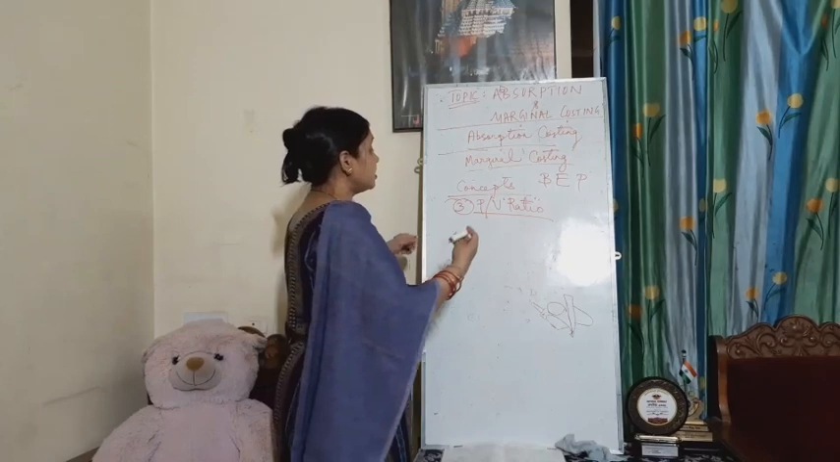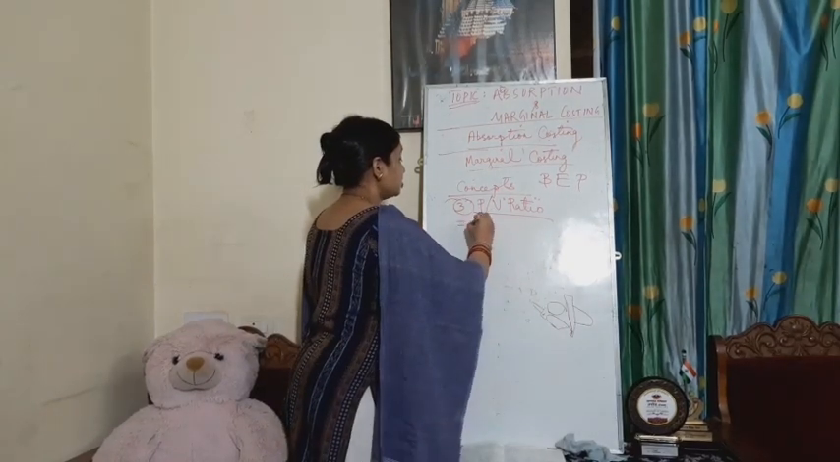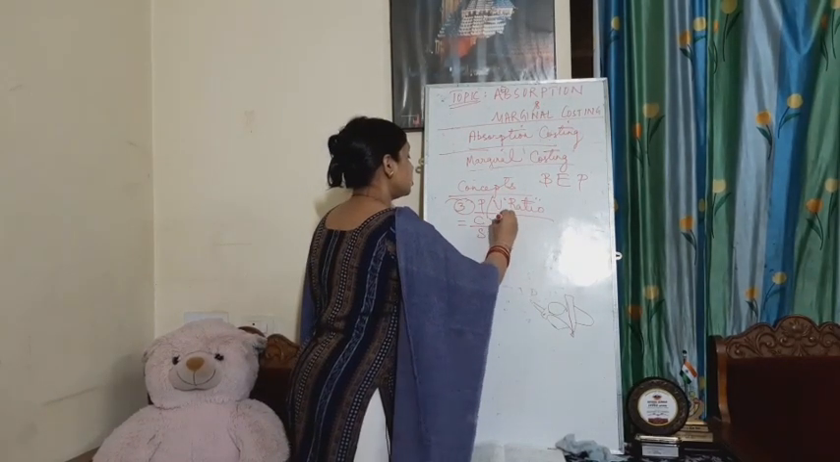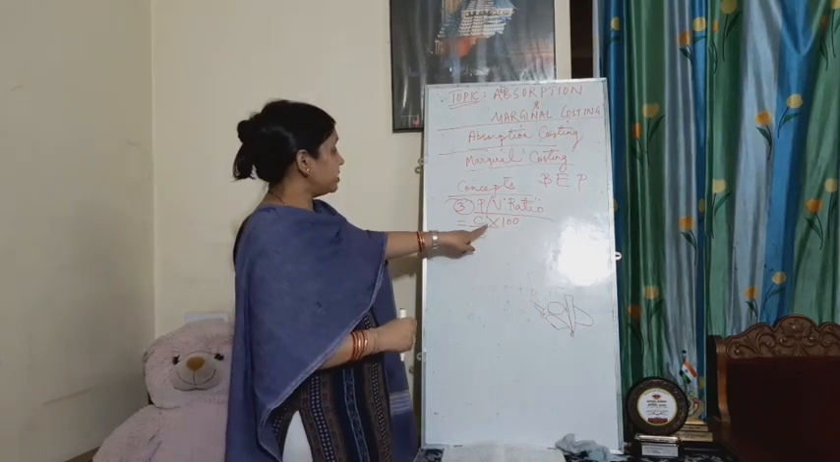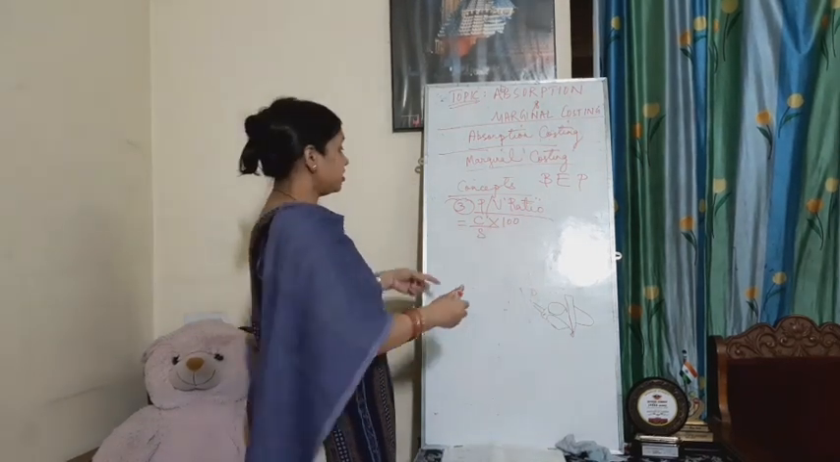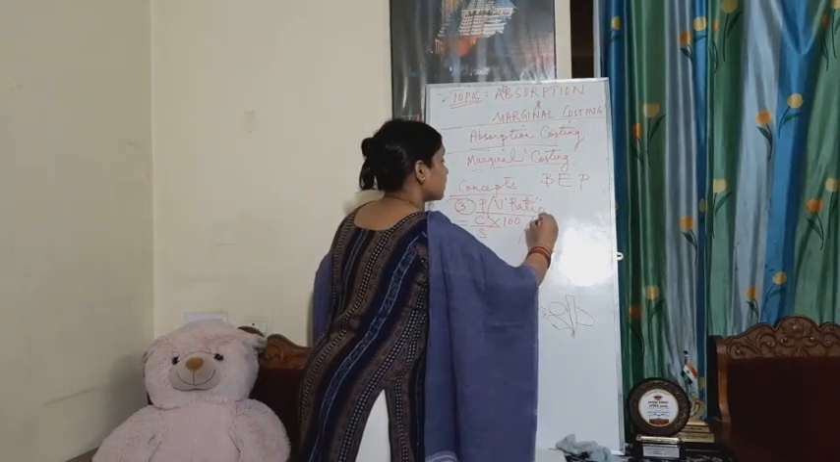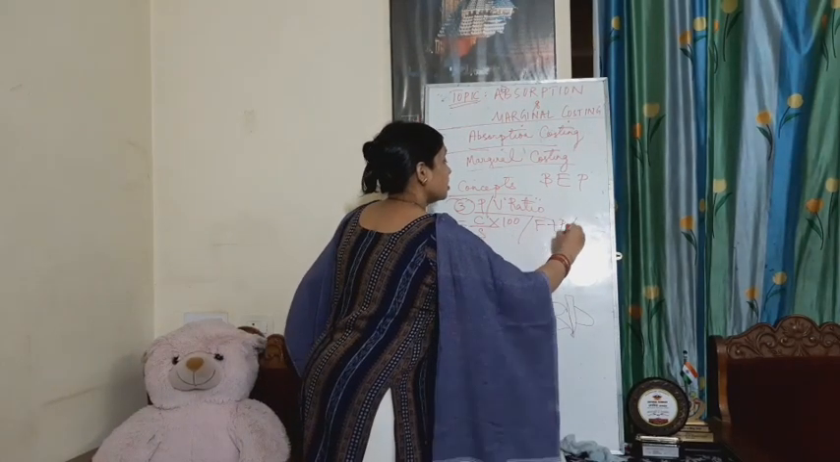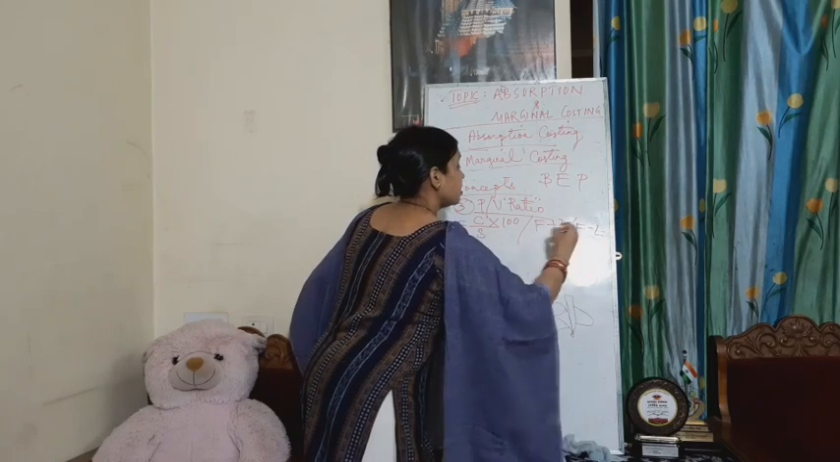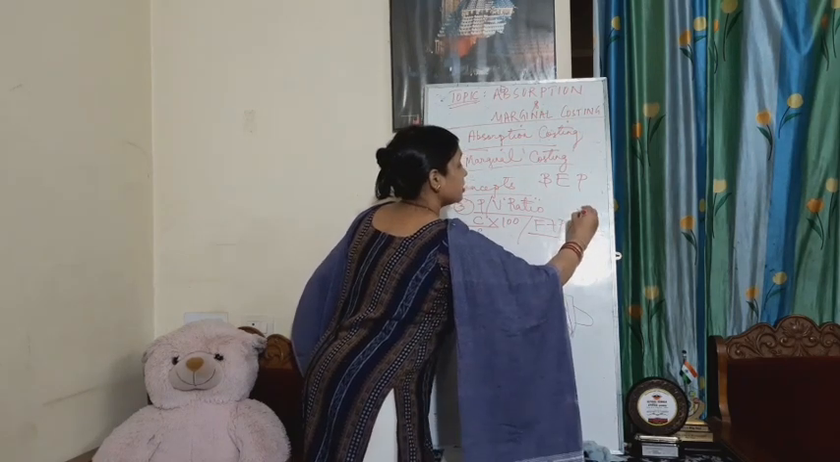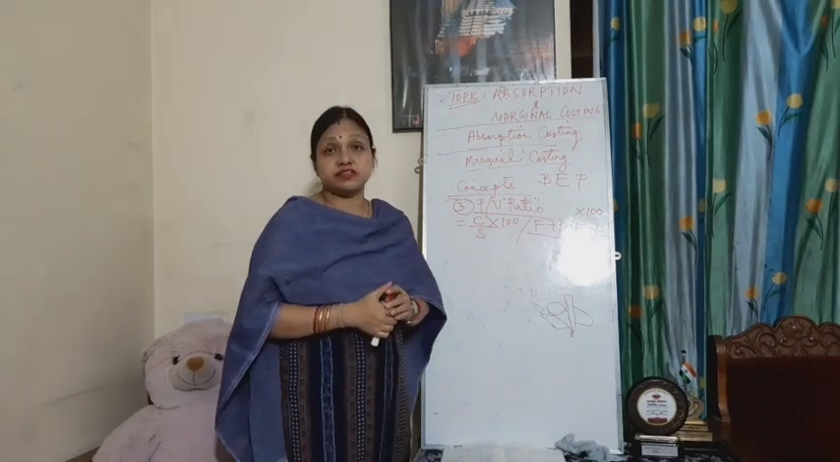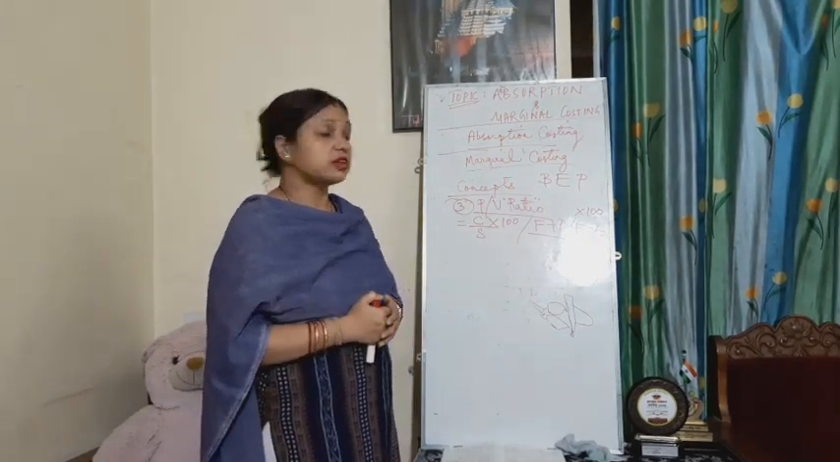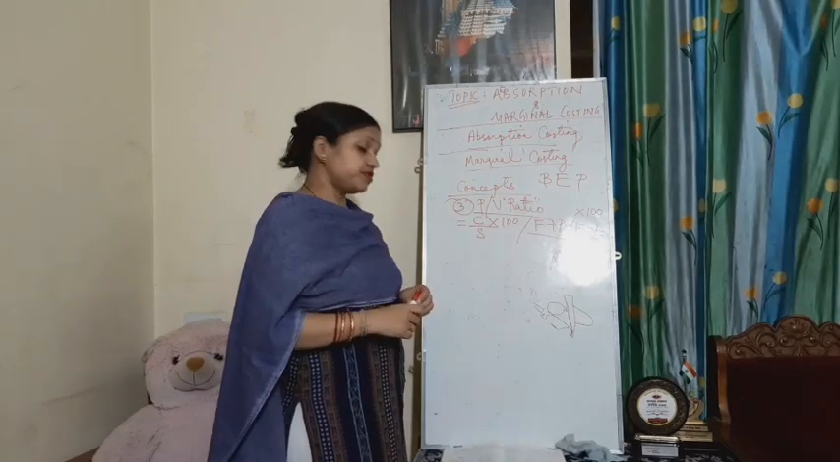PV ratio is calculated like this: PV ratio equals C by S into 100. C means contribution, S means total sales, into 100, or instead of C you can also use F plus P, or F minus L, by S into 100. So, PV ratio is an indicator of efficiency of a business. The higher the PV ratio, the better a business is doing in terms of profitability.